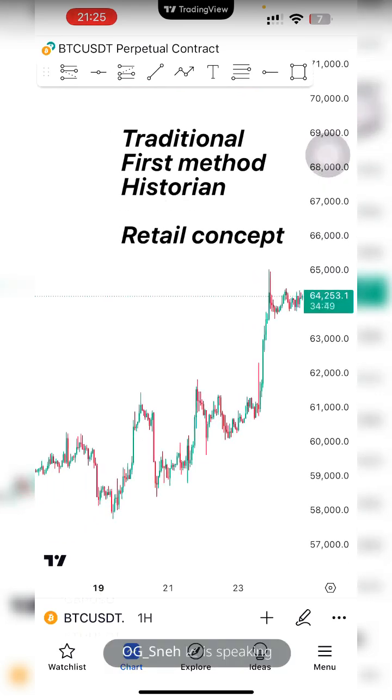Now, market structure, you guys know that one already, which is just put your support, put your resistance, know the trend. If you are in an uptrend, you long. If you are in a downtrend, you short. You understand?